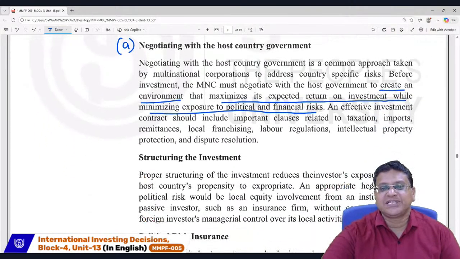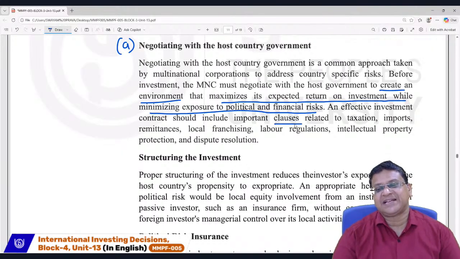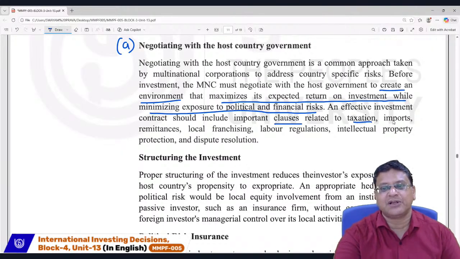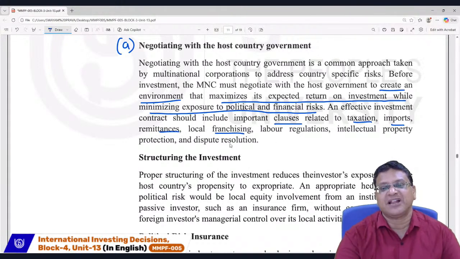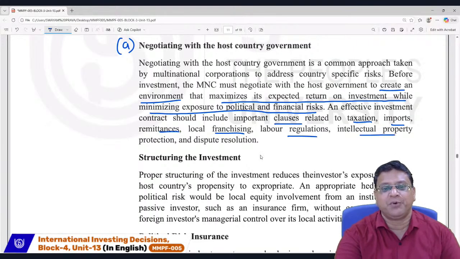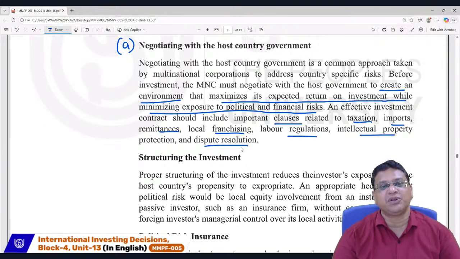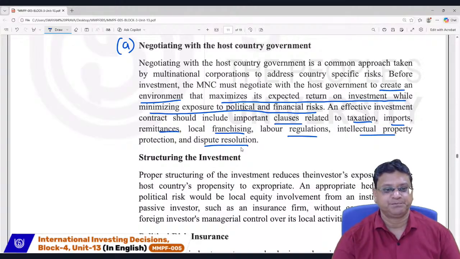All these negotiations are put in important clauses in the investment, like tax holiday provided by the host country government, import policies, remittance policy, local franchising policy, labor regulations policy, IPR policy, dispute resolution policies. These must form a part of the investment agreement in a particular country.